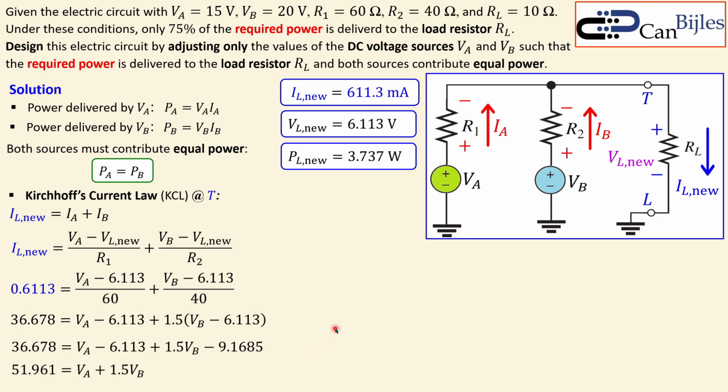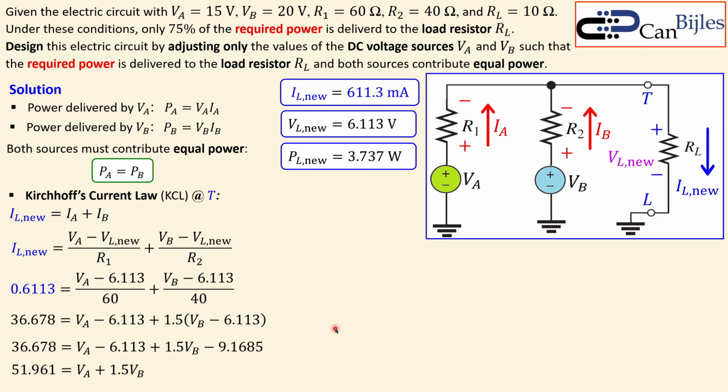Now, let's write down this equation using also the expressions for IA in terms of the new VA and also in terms of the new VBs. Again, remember the VA and VBs here are all new values for the sources, not this 15 and 20 volts, so I cannot substitute them. Now I will substitute the values we have found for the new load voltage and also the resistors R1 and R2 given here in the example. So this is what we have. Okay, we have 6.113 and 60 and 40 for R1 and R2 respectively.